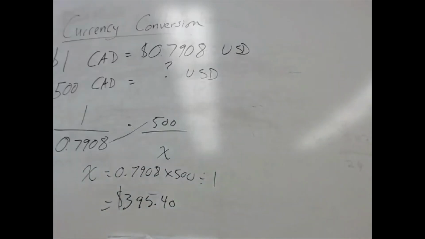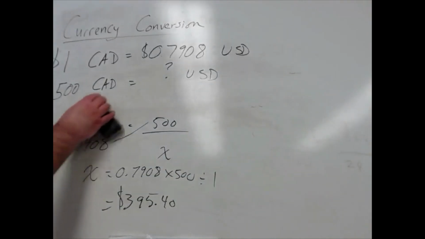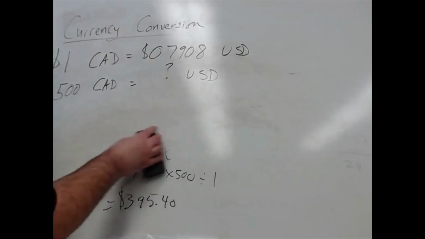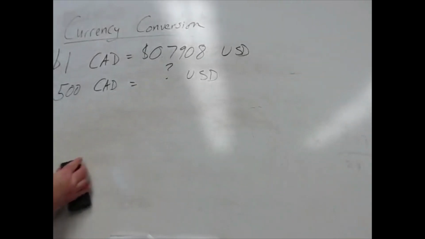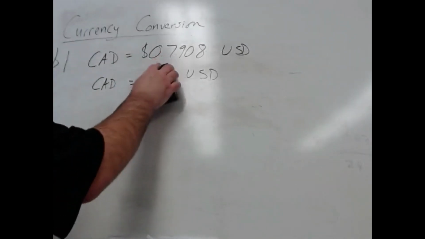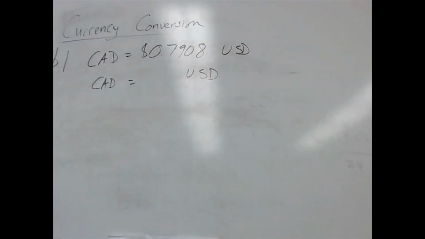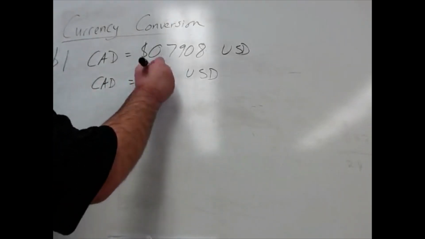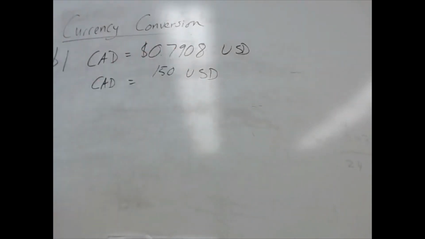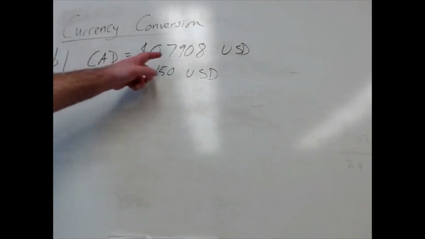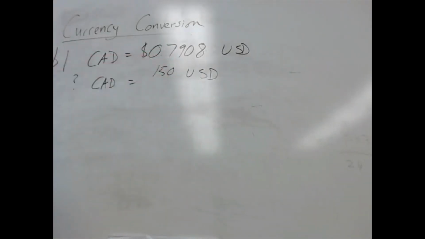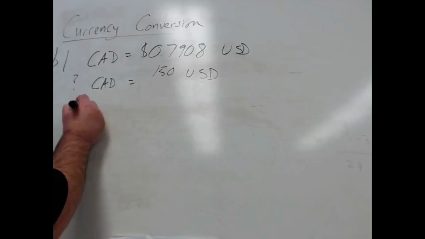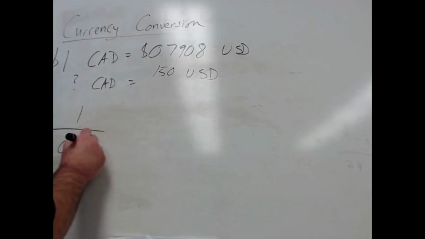So that's how I can take Canadian and convert it to US dollars. So let's do the reverse process now. What if I started with US dollars but wanted to convert it to Canadian? Let's say we've got, I don't know, 150 US dollars, and I want to find out how much that is in Canadian dollars. So again, using my conversion factor, I'm going to make the same fraction. I'll stick with Canadian on top, although it doesn't matter. That would give me 1 over 0.7908.